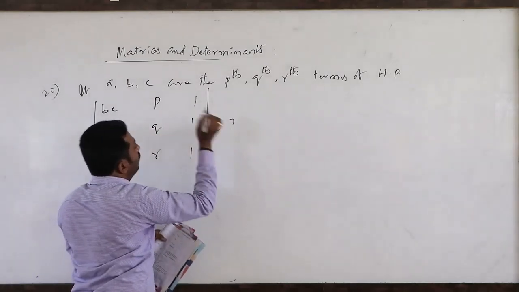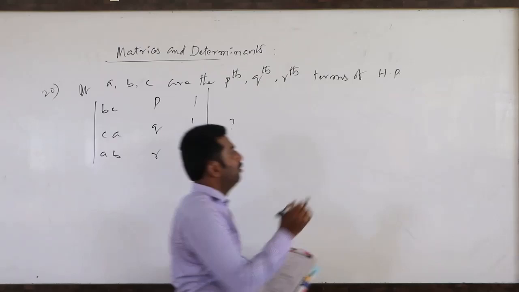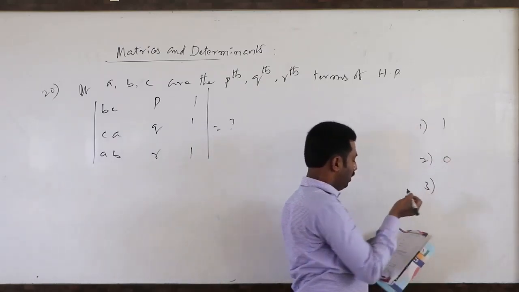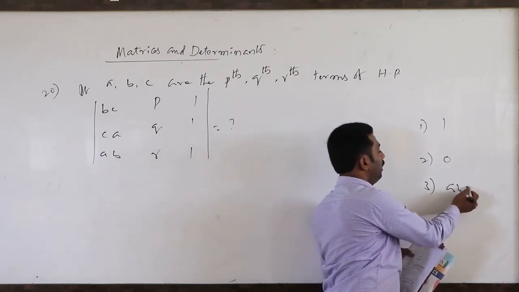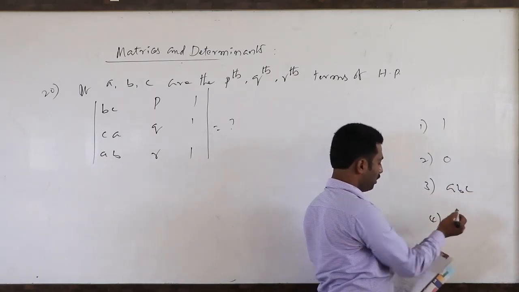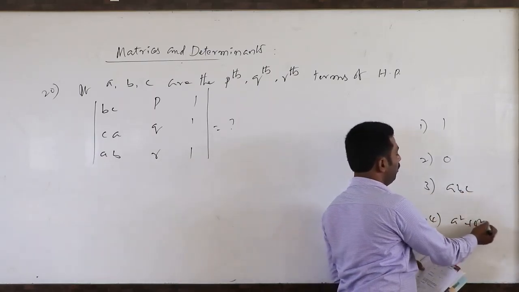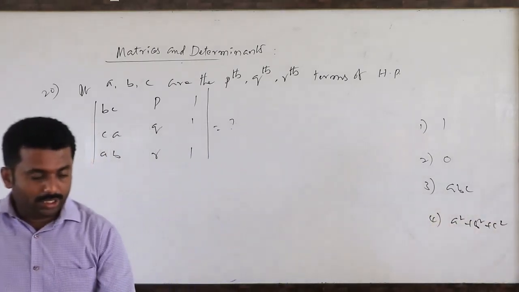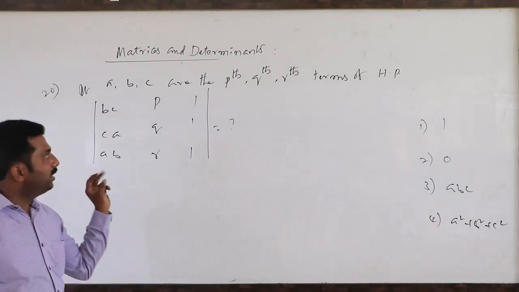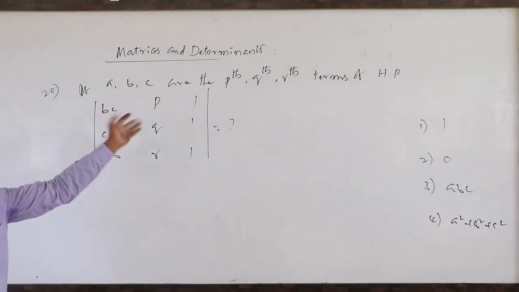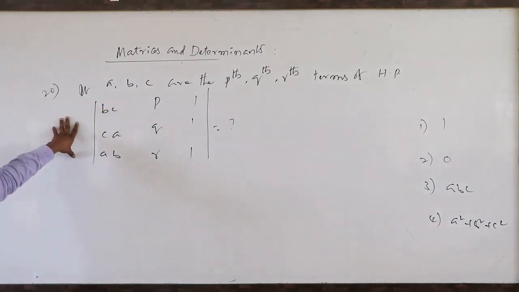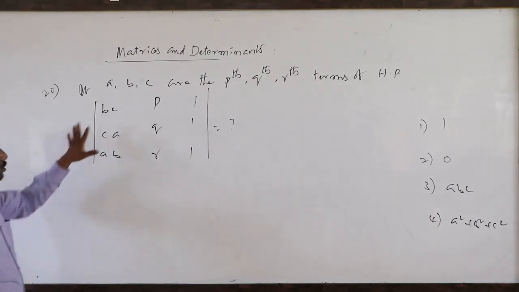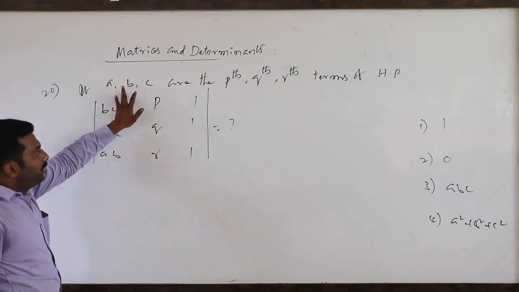So this determinant they are asking about. Options also I will write. First option 1, second option 0, third option abc, fourth option a square plus b square plus c square. I told already, if a, b, c are in HP or GP or AP, then maximum 99% the value of the determinant will be 0 only. So we'll see what is the theoretical procedure.